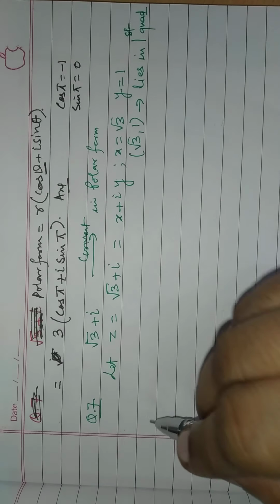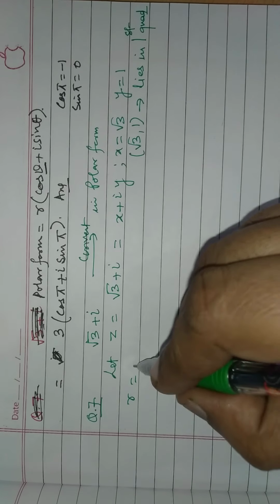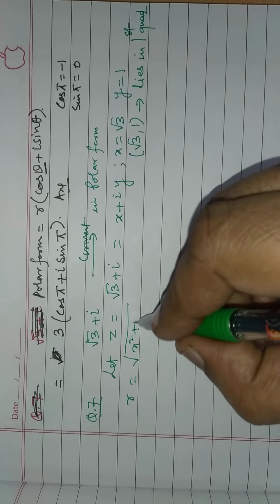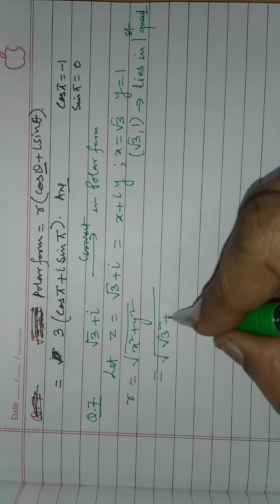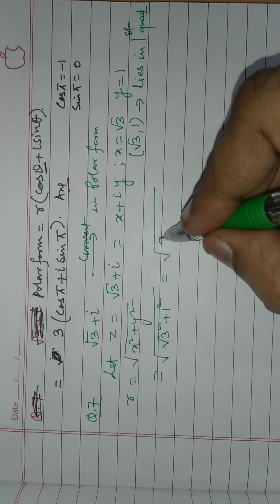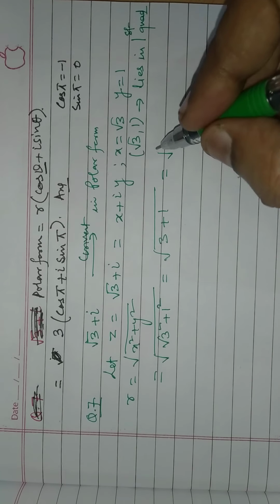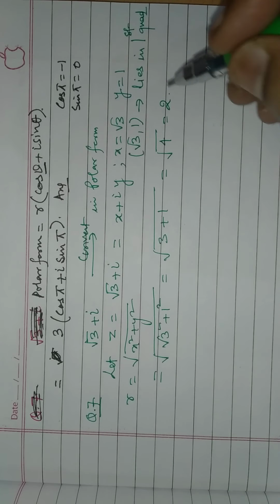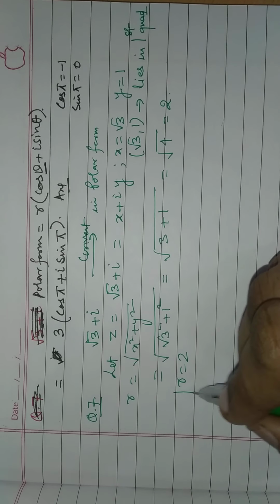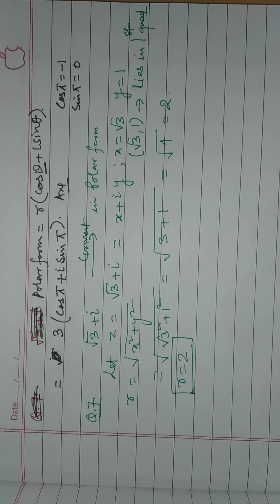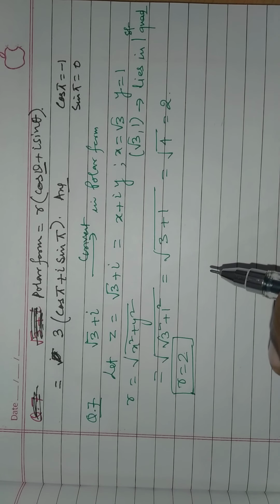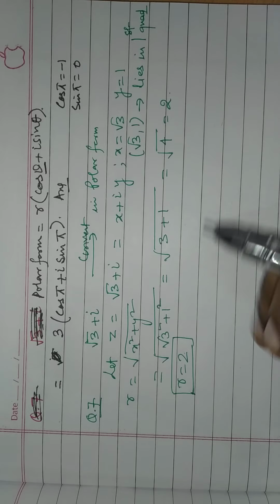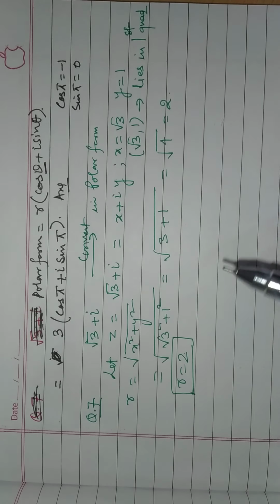So now first of all r is equal to root under x square plus y square. So now root under root 3 square plus 1 square, so it is equal to 3 plus 1, that is 4, and root 4 is 2. So therefore r is equal to 2. This is the modulus of the complex number, and that modulus represents the distance of the complex number from the origin.